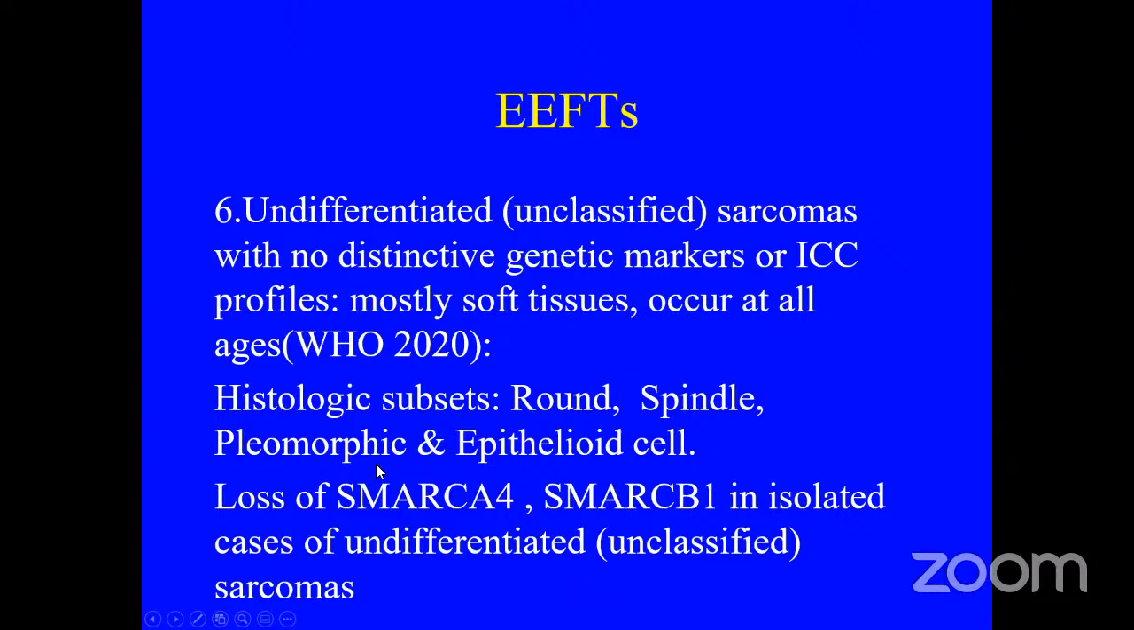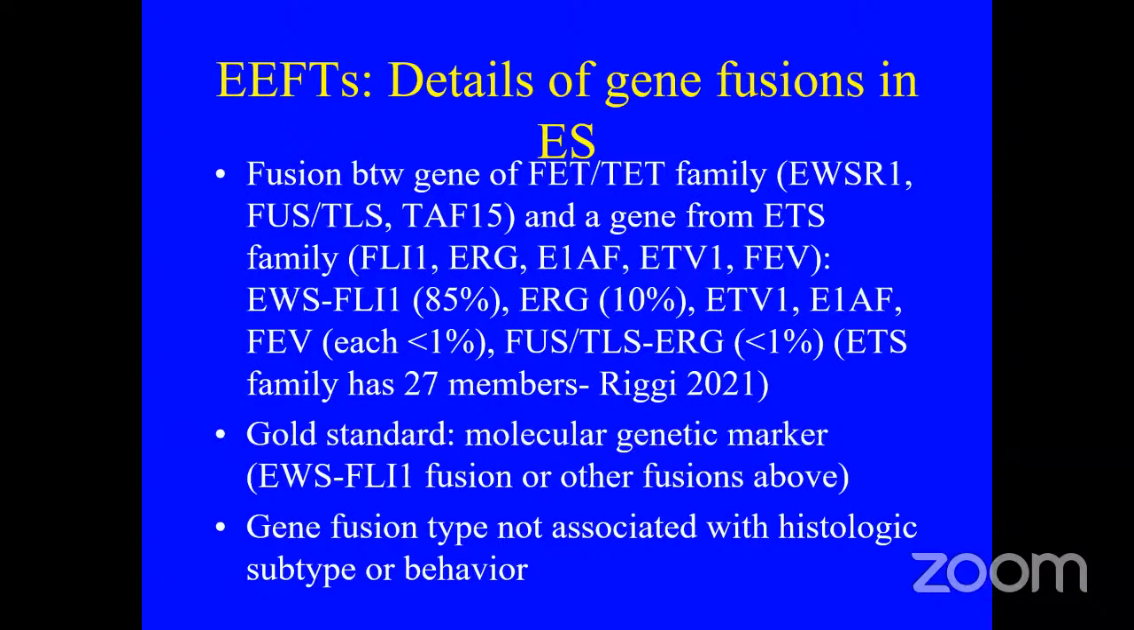And there are histologic subsets described in the WHO classification of these tumors, and there are isolated reports of loss of these types of genes in isolated examples of undifferentiated sarcomas. I think these need to be confirmed, and as time passes, perhaps we will get some identification of genetic markers in a subset of these tumors. So we are going to leave these tumors at this point, and we now go on to the details of gene fusions in Ewing sarcoma.